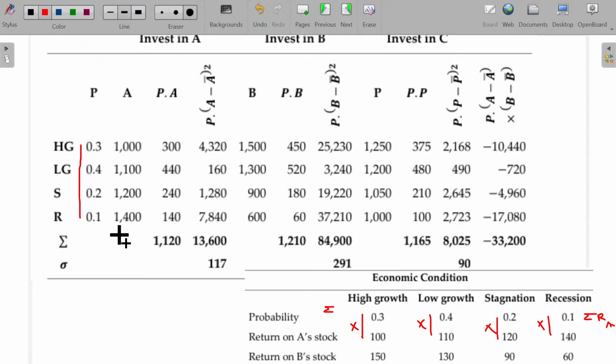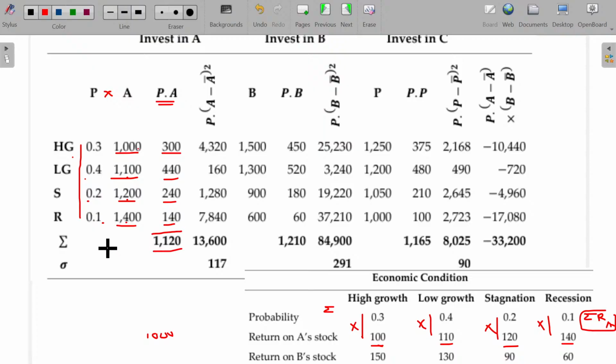See here, I have posted all the probabilities. If you invest 1,000 rupees, how much will you get? 100 becomes 100 means 1,000 becomes 1,000. Here 1,000 becomes 1,100. 100 becomes 120 means 1,000 becomes 1,200. 100 becomes 140 means you are investing in 10 shares, then your amount being 1,400. How can you calculate the expected return? Multiply the probability and the applicable return for investing in A. 1,000 into 0.3, 300. 1,100 into 0.4, 440. 0.2 into 1,200, 240. 0.1 into 1,400, 140.